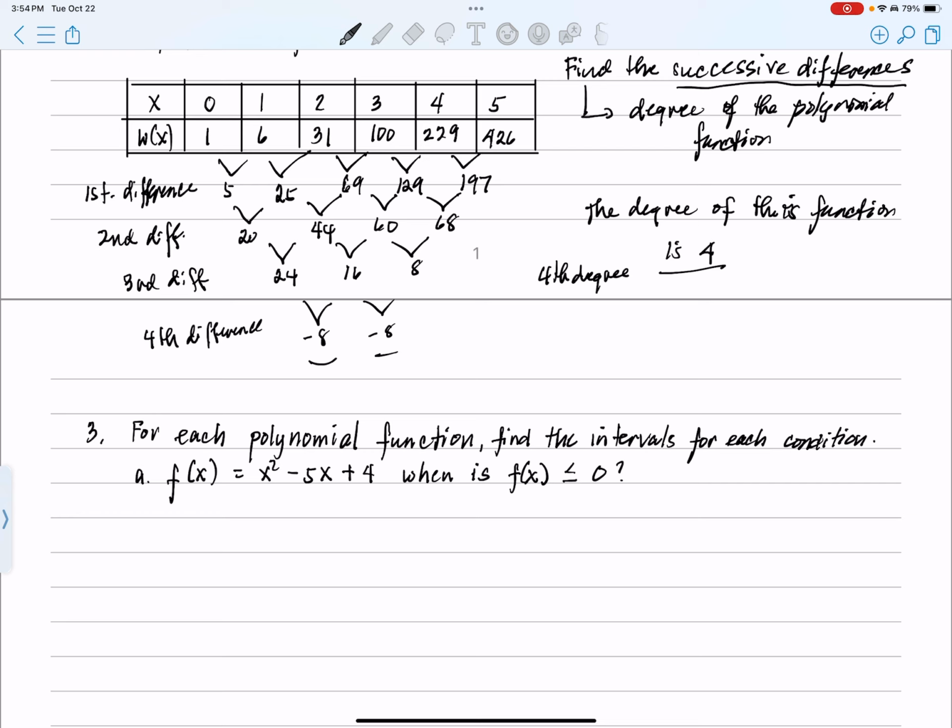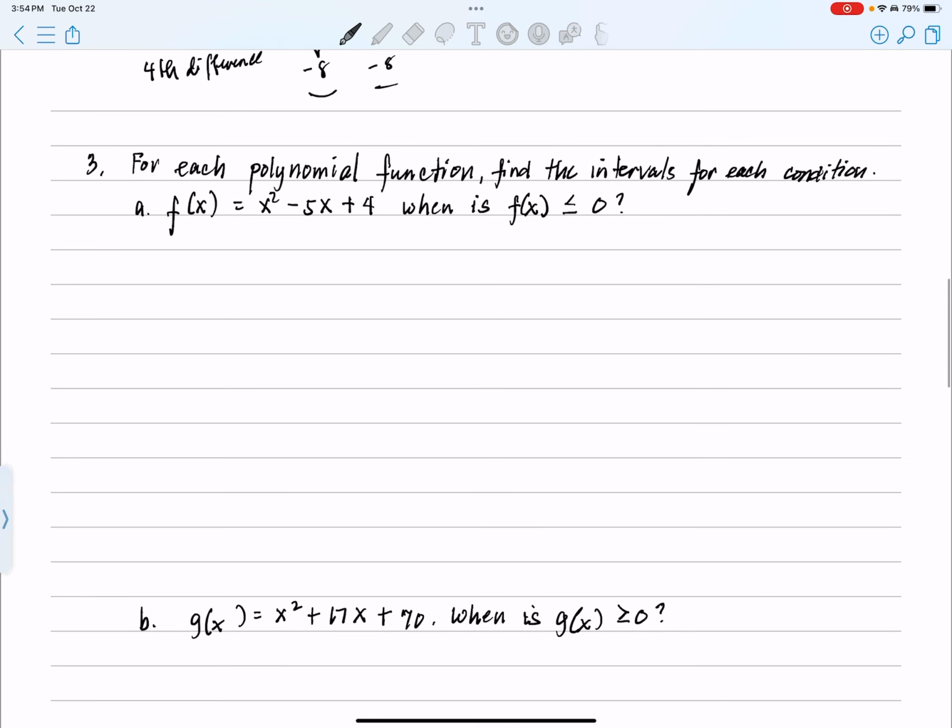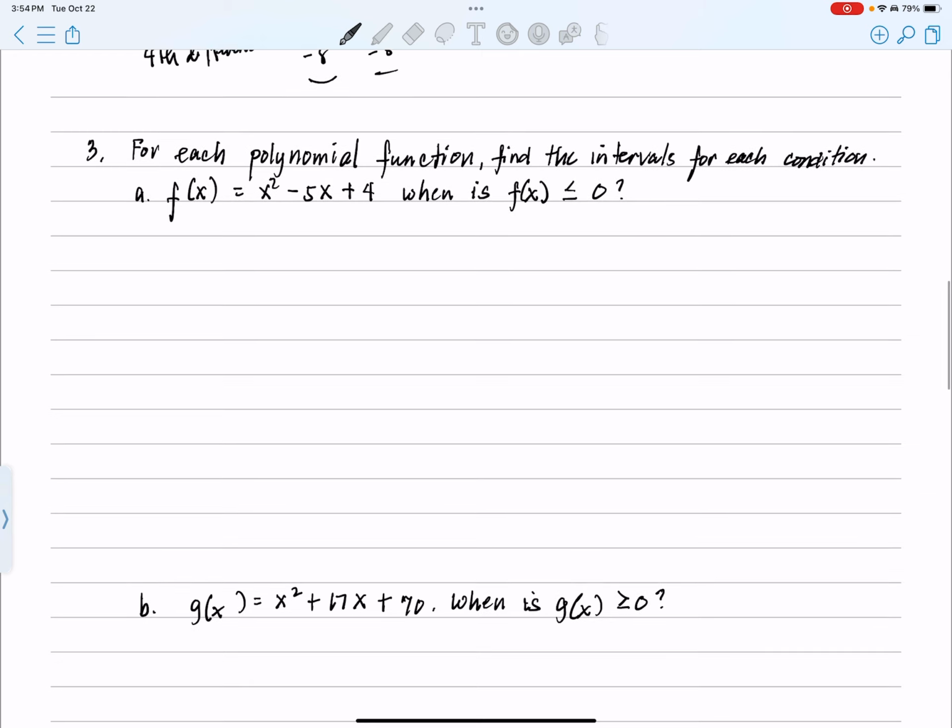let's move on. For each of the polynomial functions, find the intervals for its condition. A, f of x is x squared minus 5x plus 4. When is f of x less than or equal to 0? Okay, let's factor so that we can find the zeros, or where it intersects.